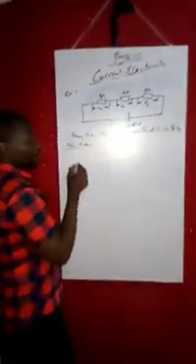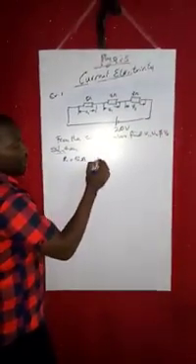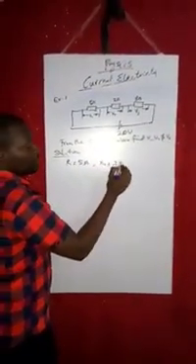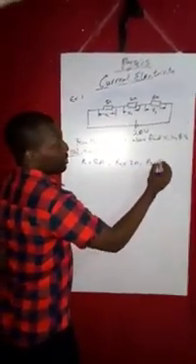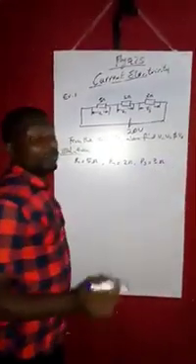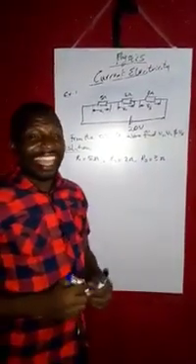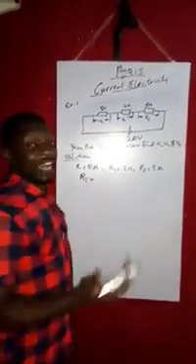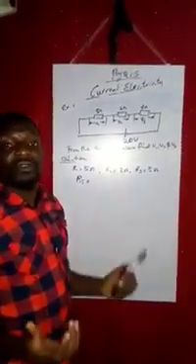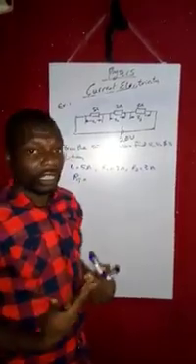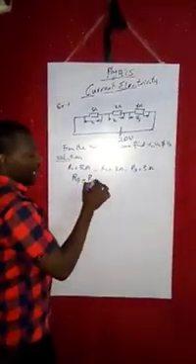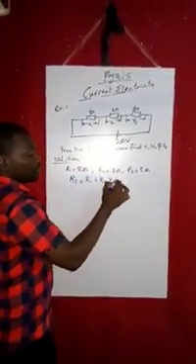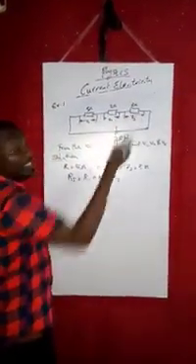So from here we have our R1 to be 5 ohms, our R2 to be 2 ohms, and our R3 to be 3 ohms. Don't forget what I told you earlier, that our total R, which is the net R or the resultant R, is given as R1 plus R2 plus R3, just the sum of these.